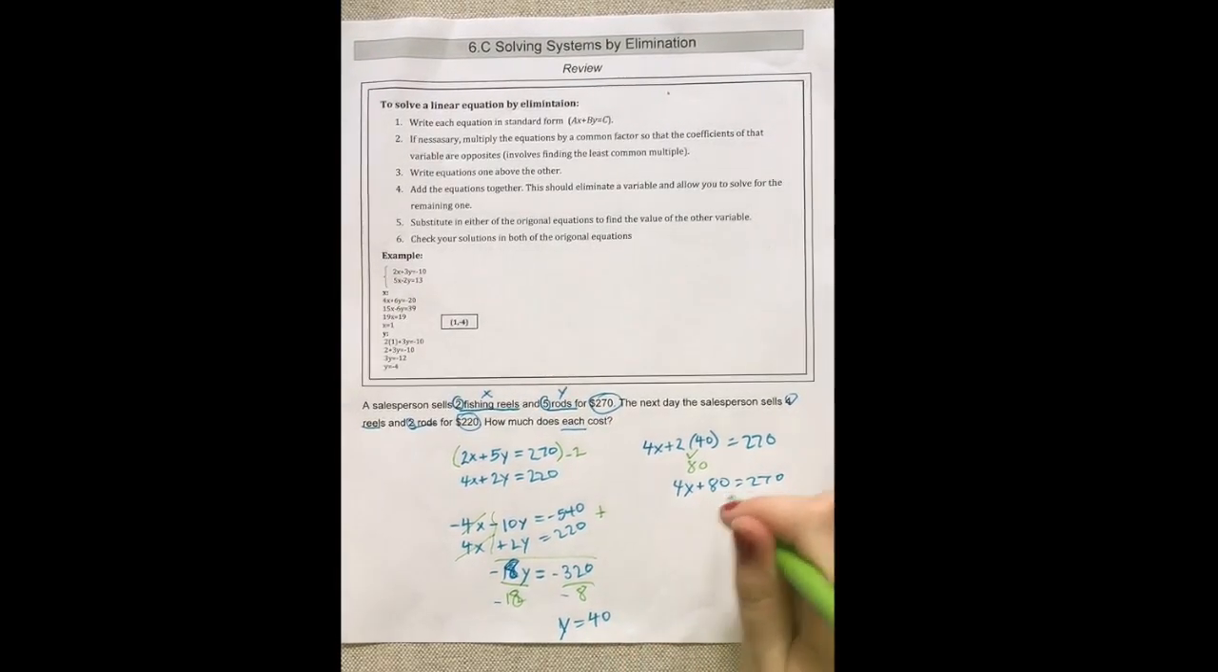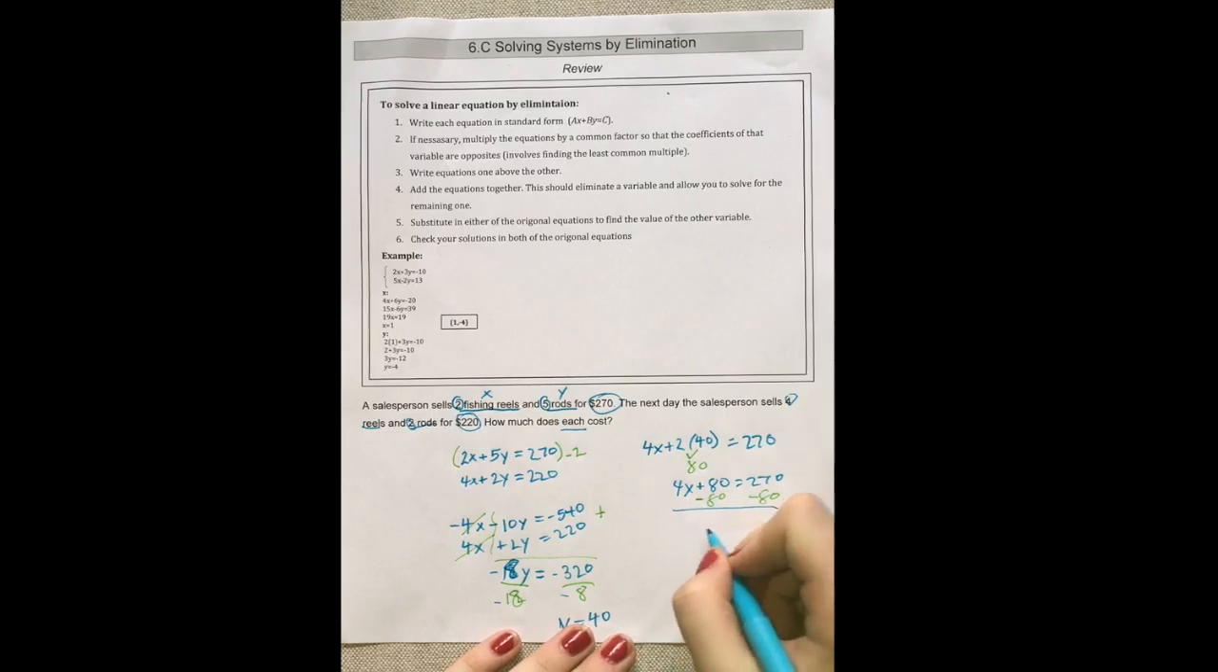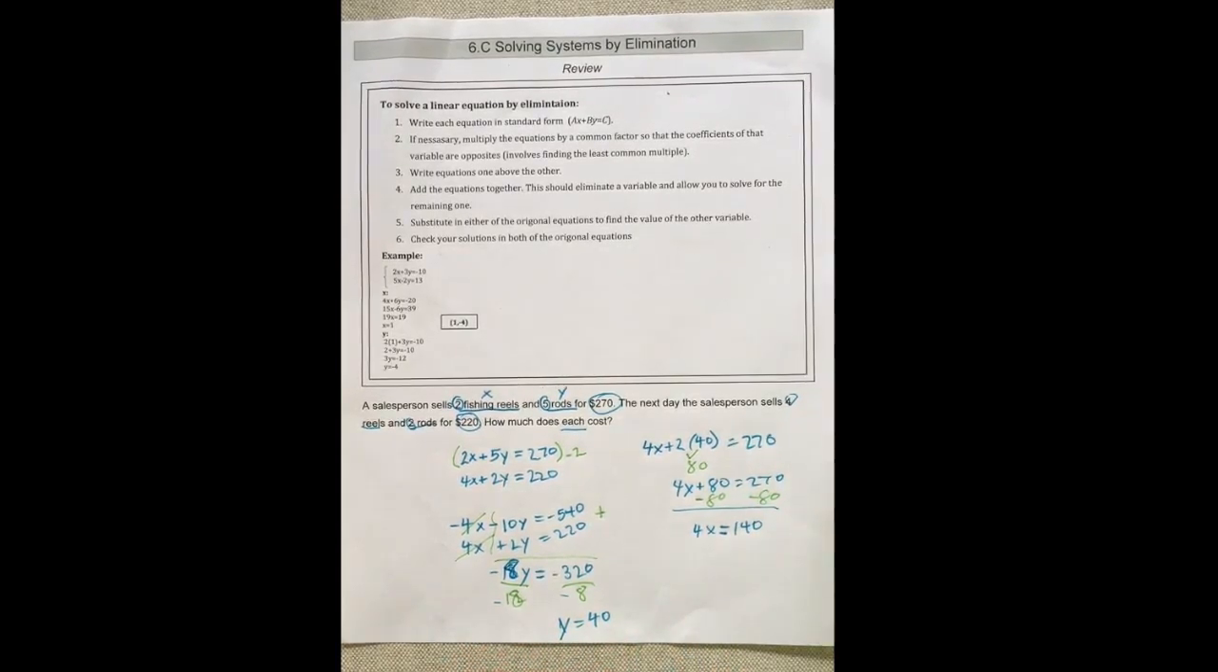Next, we take away the 80 from this side, so minus 80 and minus 80, and that gives us 4x equals 140. Lastly, we divide by 4 to isolate the variable, giving us x equals 35.